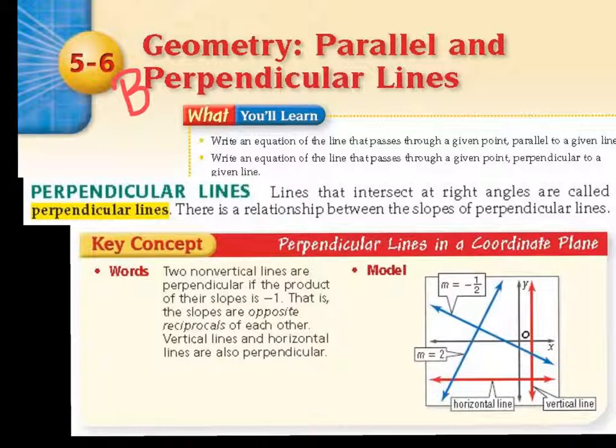Two non-vertical lines are perpendicular if the product of their slopes is -1. That is, the slopes are opposite reciprocals of each other. Vertical lines and horizontal lines are also perpendicular. In their specific example here, they show a line with a slope of -1/2, going down 1/2, and a line with a slope of +2, going up 2/1. And they cross at a nice right angle. And of course, horizontal and vertical lines are always going to cross at right angles.